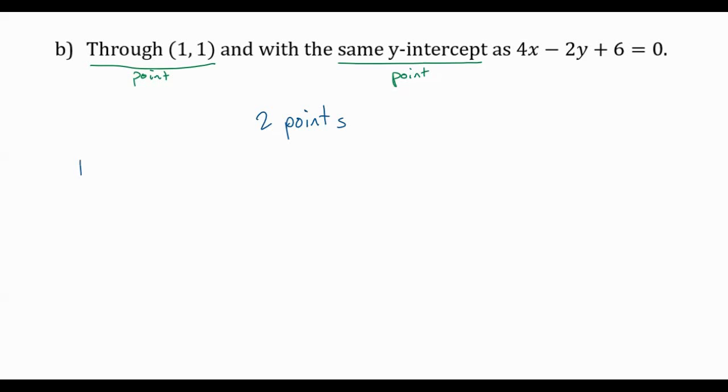So point 1 is easy because it's given, so it's (1, 1). What about point 2? Like, step at a time. You may not know what the y-intercept of that is. You don't have to yet. You just have to recognize that it's trying to give you a point. So we got that far.